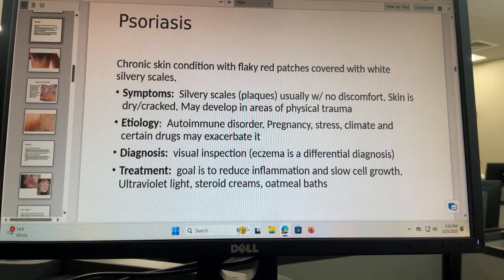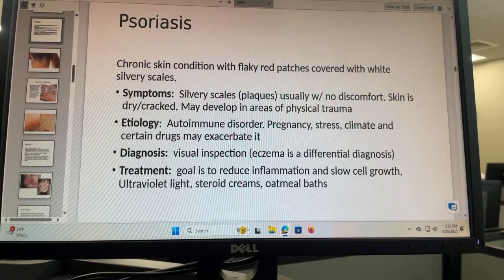Etiology-wise, they suspect it's an autoimmune disorder where the body's attacking itself, and that's what's causing this reaction. There are certain things that can precipitate developing psoriasis. Pregnancy is one of them, stress, climate changes, and also certain drugs can cause people to have a psoriasis breakout.